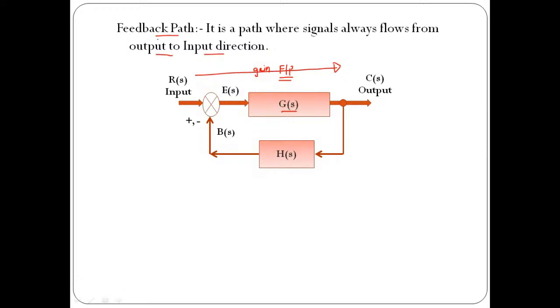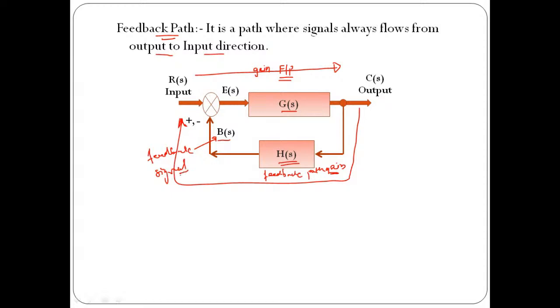Now what is feedback path? When the flow of signal is from output to input like this, then it is called as a feedback path. And whatever the gain available in the feedback path, that is called as feedback path gain. Now here H of S indicates your feedback path gain. That is important. And whatever the signal which is flowing through this feedback path, this is called as feedback signal.